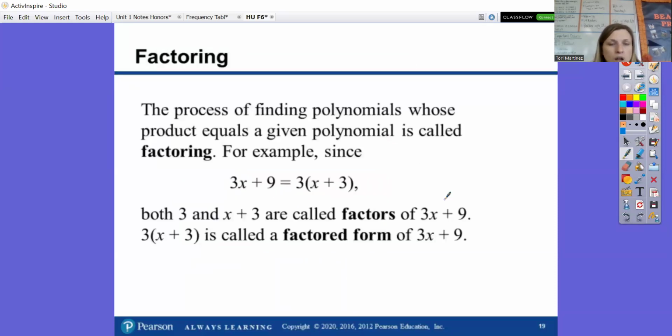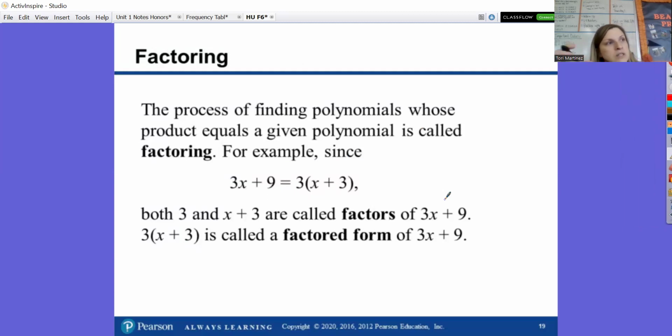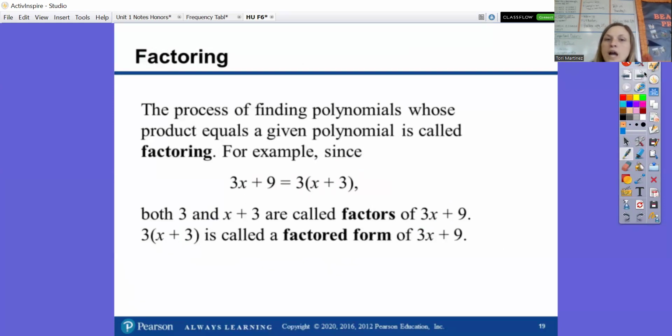So factoring, I've already alluded to this. Factoring is what undoes multiplication. Similar to division, but it will save us a lot of time with polynomials, whereas division can be really time consuming. So this will save us a lot of time. And there are really big applications.